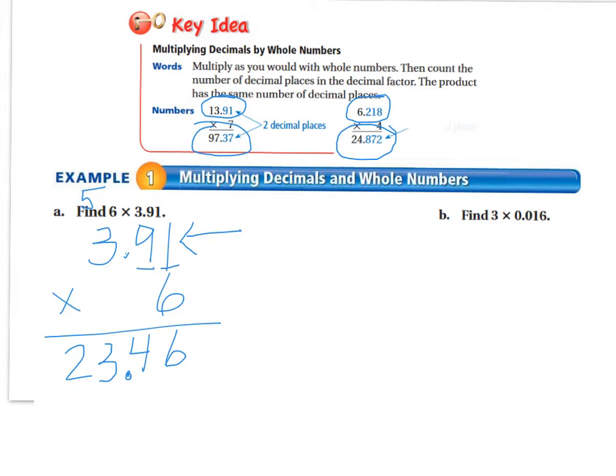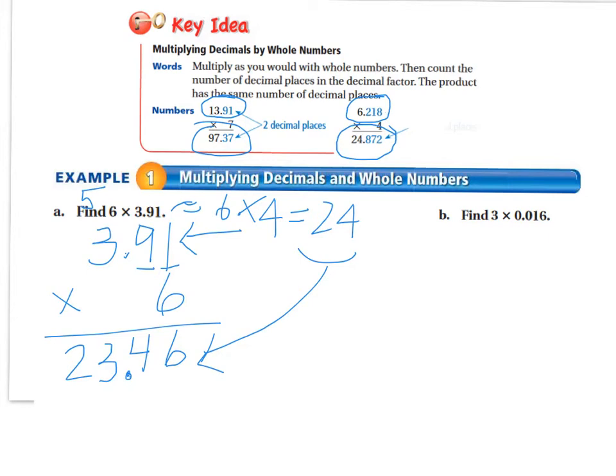23.46. I can do a sanity check on that to make sure that seems like a reasonable answer by saying that this is very close to 6 times 4. 3.91 is close to 4. So my answer should be close to 24 then. 6 times 4 is 24. So that could be my estimate there, about 24. 23.46 is close to approximately 24. So my answer is reasonable.